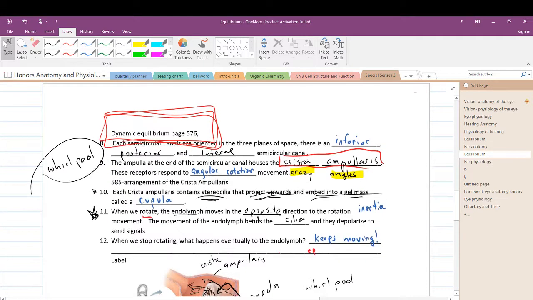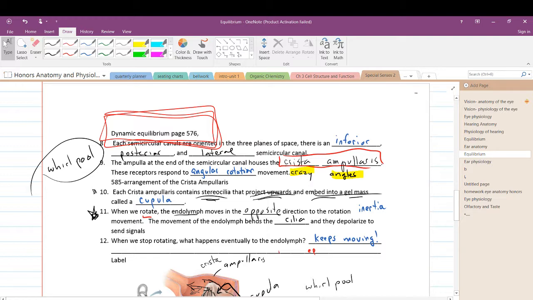And the semicircular canals, if you notice, they're in 3 planes of space, which is really neat because think about this mathematically and spatially. You're going to be going side to side, front to back, or you're going to be spinning. So we have the inferior, posterior, and lateral semicircular canals. Now, I'm less concerned about you knowing which one's which, and I'm more interested in you realizing that it was reflective of all the movements we can do.